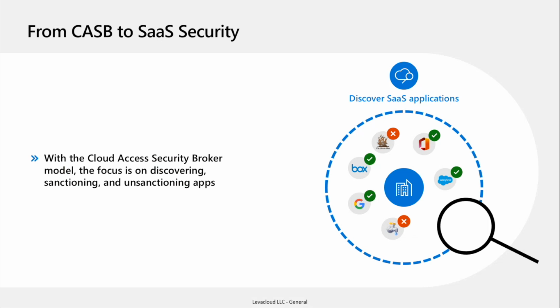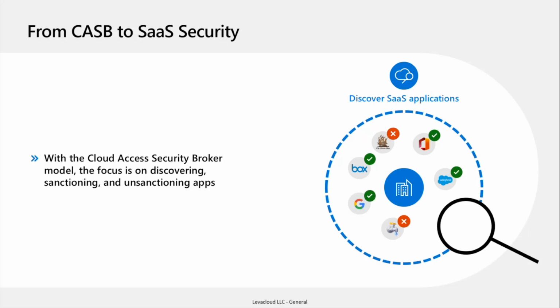Now, the traditional cloud access service broker or CASB model focused on discovering, sanctioning, and blocking apps. And that kind of addressed the issue of shadow IT, where you might have marketing off in the corner, paying for some random application that nobody knows about with a corporate purchasing card.